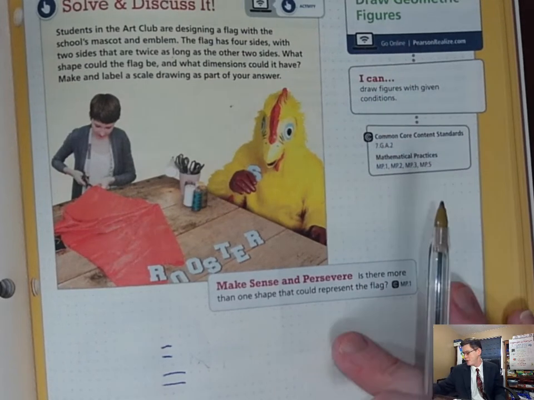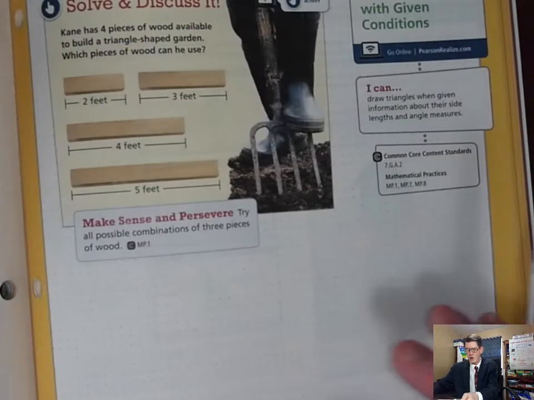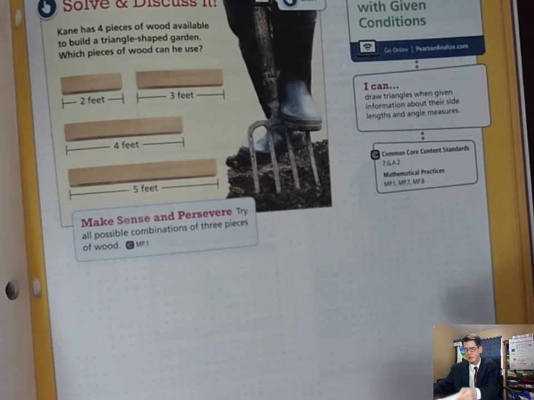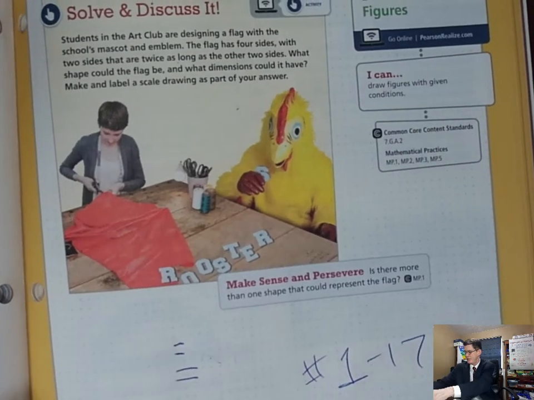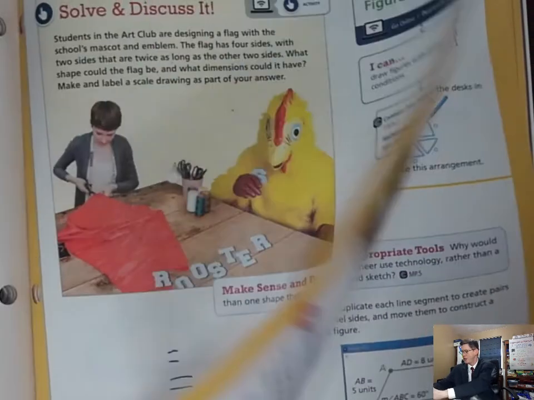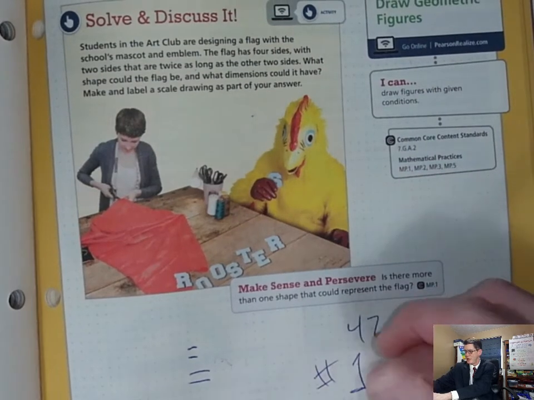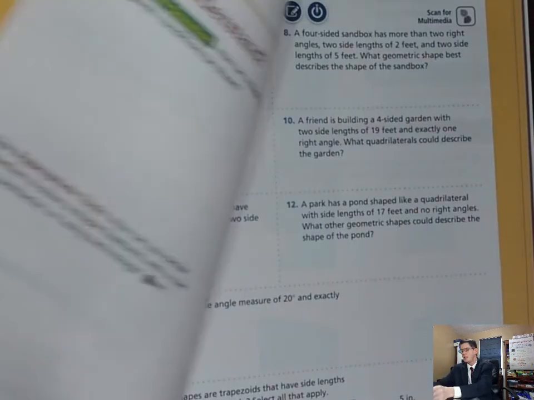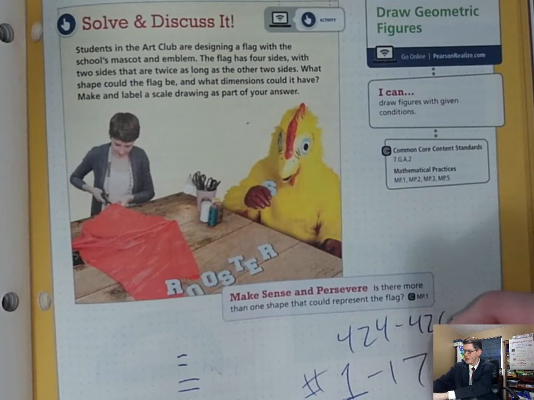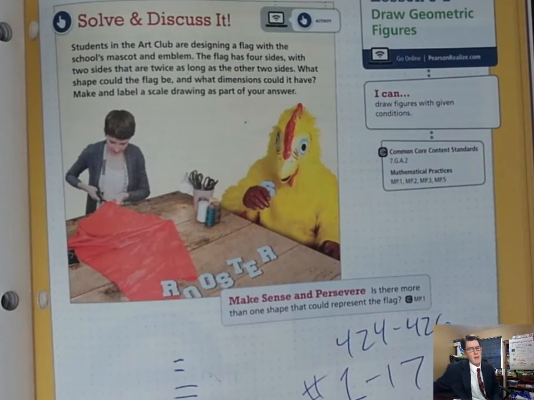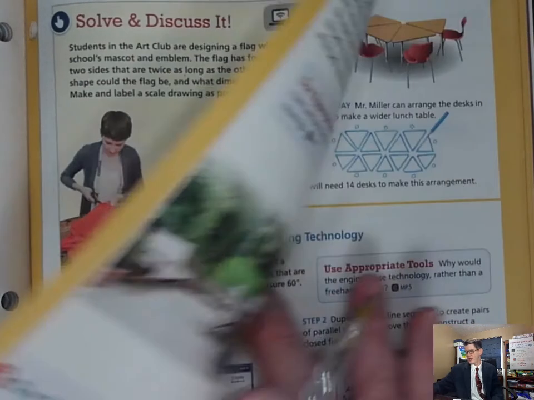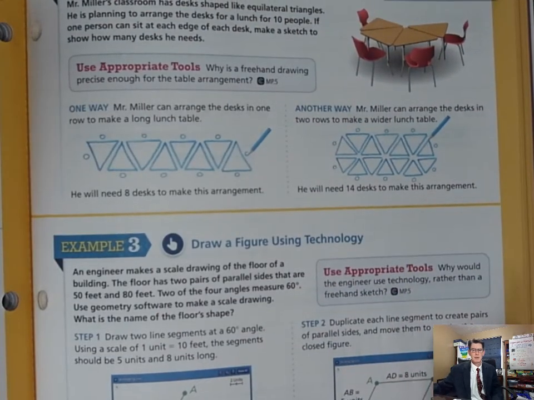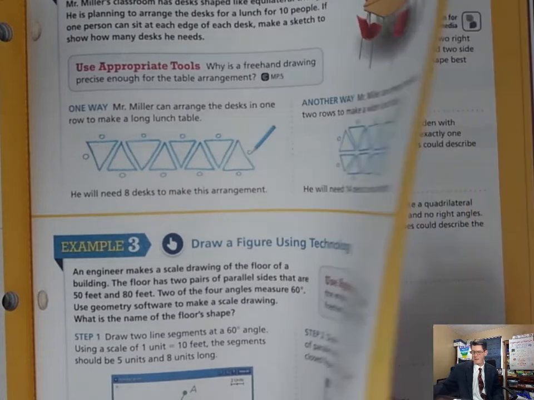So spend the rest of the day doing pages. Well, I'm going to do a couple of these. But doing pages 424 through 426, just numbers 1 through 17. But take a look at the examples as you need. I'm going to do a couple of these right now. And then the rest of them, you can look at the answer key below this video, and see if that helps you.